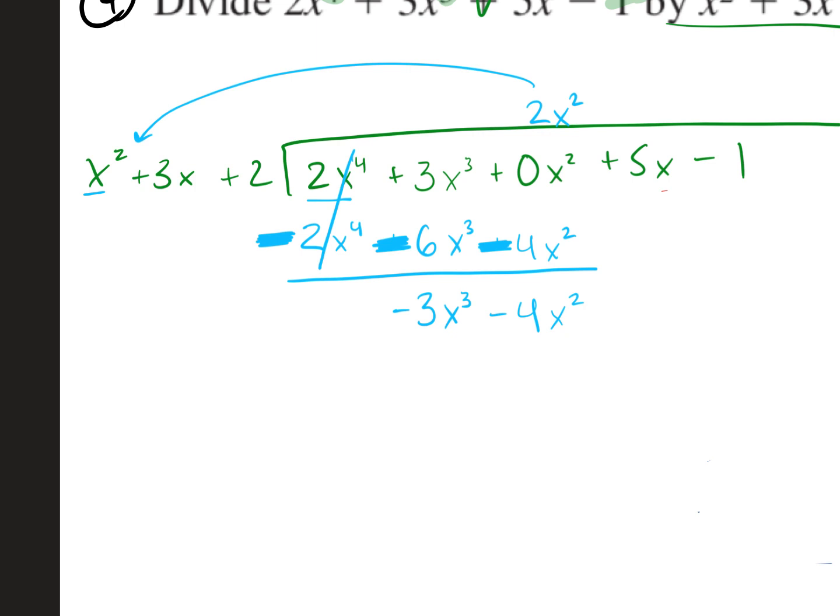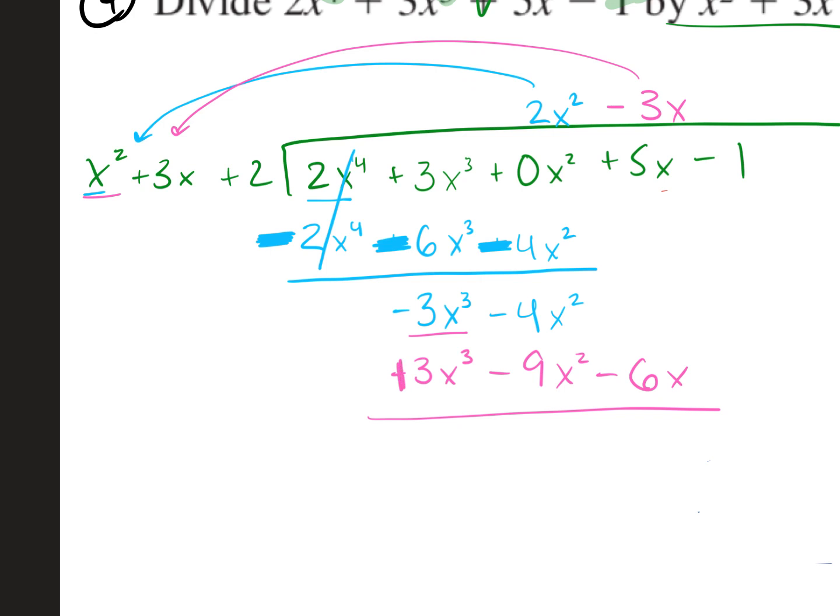Now we do the same steps back from the top, starting with dividing. 3x to the 3rd power divided by x squared. So I'm just taking away 2 of the x's, and I'm left with negative 3x. After we divide, we multiply. Negative 3x times everything out front. Negative 3x times x squared would be negative 3x to the 3rd power. Negative 3x times 3x would be negative 9x squared. And negative 3x times 2 would be negative 6x.